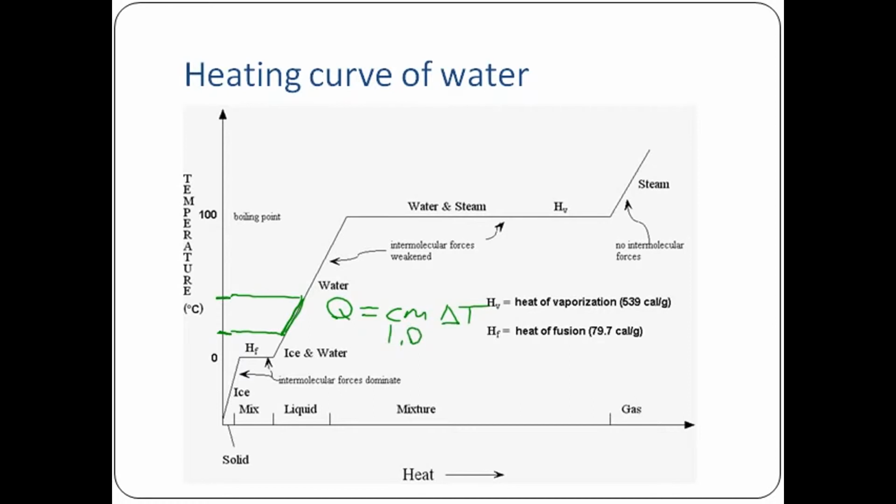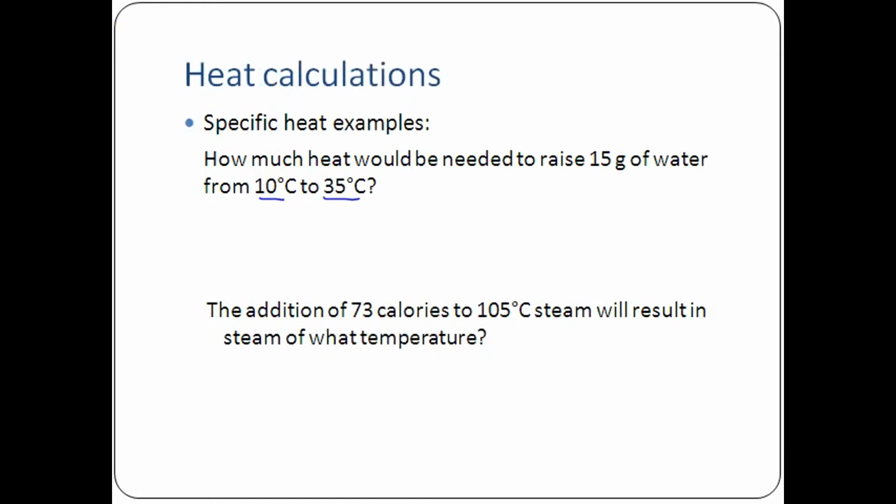Another way to look at this is simply to say that we know there's a temperature change going on. It goes from 10 degrees Celsius to 35 degrees Celsius. Since there's a temperature change, the only equation that we have that has a temperature change is Q equals Cm delta T. So let's put this in here. How much heat would be needed to raise 15 grams of water from 10 to 35? So we're looking for how much heat, so we're looking for Q. We don't know what that is.